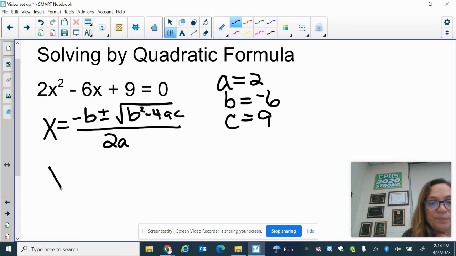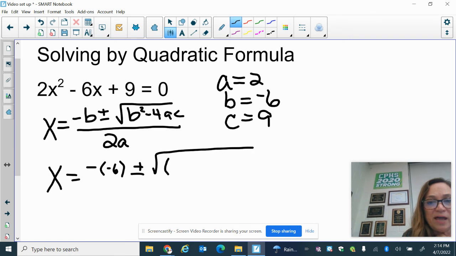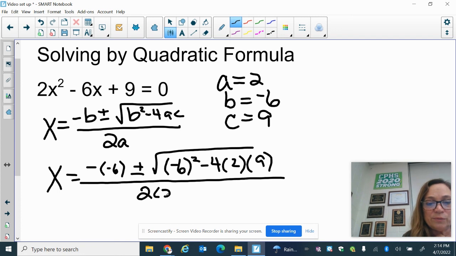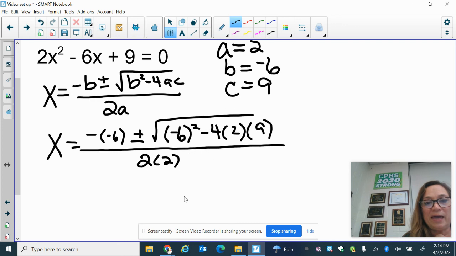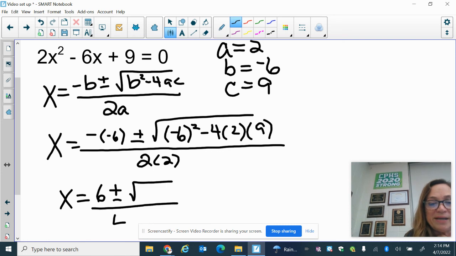Now I'm going to substitute. X is equal to the negative of negative 6 plus or minus the square root of negative 6 squared, subtraction 4 times 2 times 9, all over 2 times 2. Okay. X is equal to, the negative of a negative is a positive, plus or minus square root. I'm looking for the discriminant. 2 times 2 is 4.